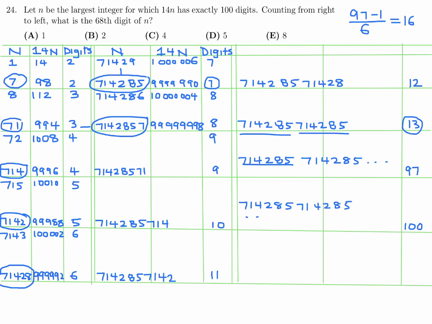So 7142855, and then 3 more digits. So those 3 digits would be 7, 1, and 4. This would be the number that they're asking for. That's the n, that's the largest n, for which 14n has 100 digits. Now, unfortunately, we're not done with the question. We have to now count from right to left this number and figure out what is the 68th digit of n. Okay.